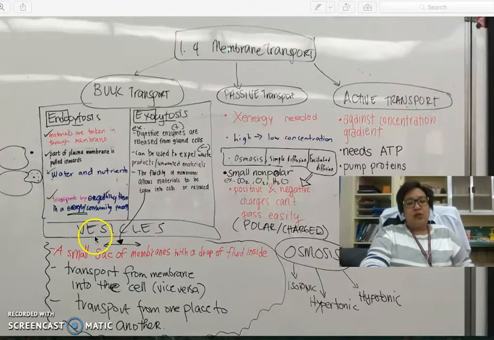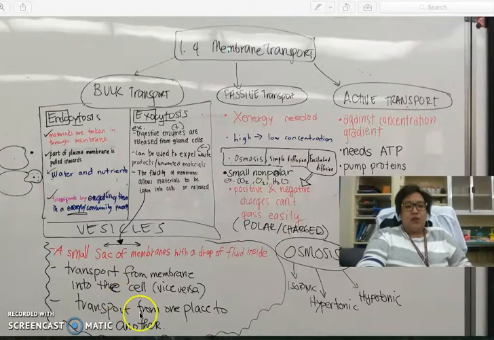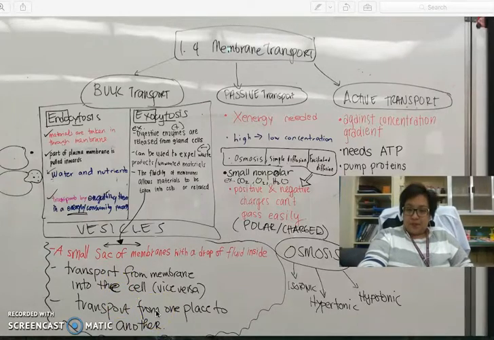So vesicles are important. They are a sac of membrane, so they actually look like the plasma membrane with proteins embedded on it. And these vesicles transport all of these nutrients and waste products into the different parts of the cell, so from one place to another.